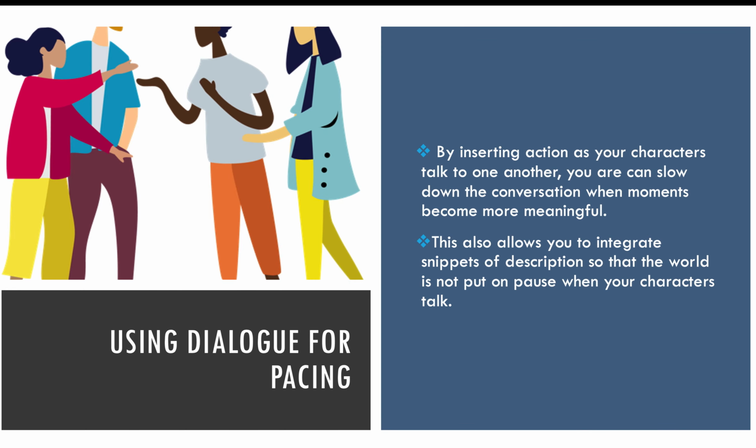So when you're inserting action as your characters talk to one another, that's how you can slow your dialogue down. So you can slow down the conversation when moments become more meaningful. And this will also allow you to integrate snippets of description so that the world is not put on pause when your characters talk. And this last point is something that I do see often when students are just beginning to tell stories. Everything suddenly stops when the characters are talking to one another. And action should be continuing in some capacity. We can see that with A Good Man is Hard to Find, that action is happening while people are talking to one another.